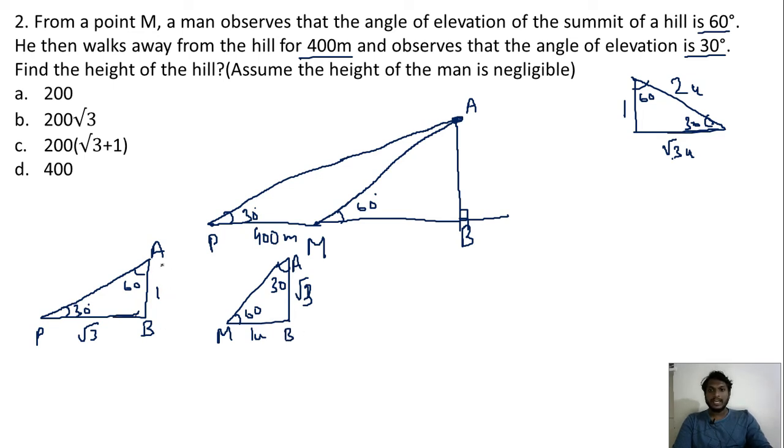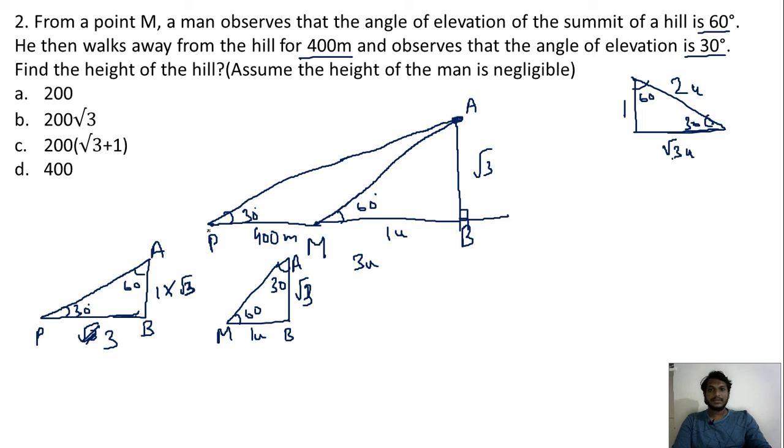Now AB is the length of the hill and this has to be equal. So let us multiply root 3 into all the sides in this triangle. Root 3 into 1 will be root 3, and root 3 into root 3 will be 3. So now we have seen that the length of PB is 3 units, the length of AB is root 3 units, and the length of MB is 1 unit.